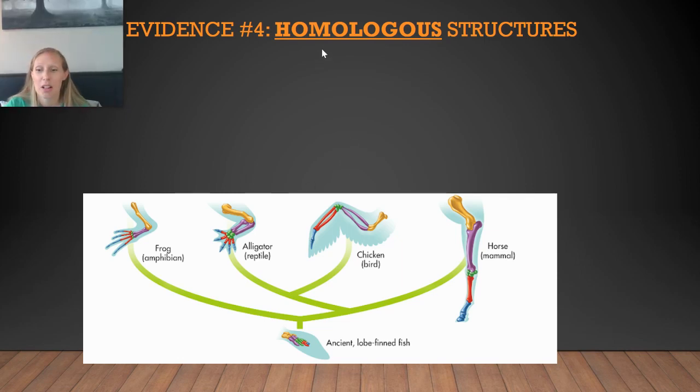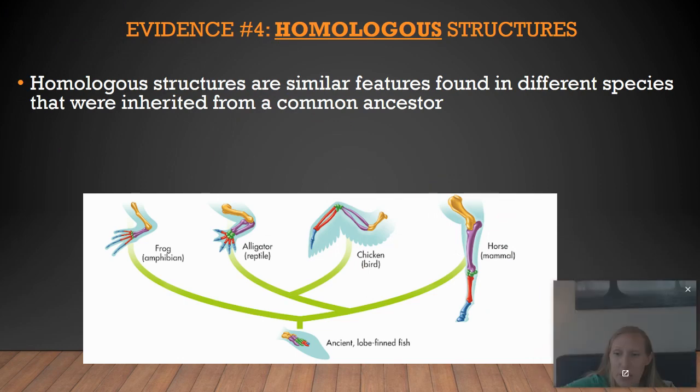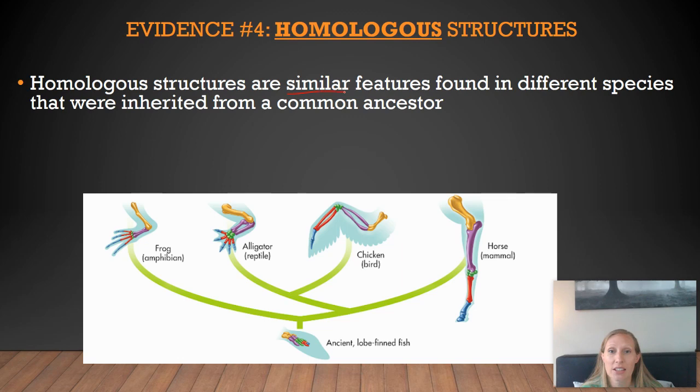So here we're going to look at homologous structures. And what does that mean? If you remember from genetics, the prefix homo means the same. So in this situation, we're talking about structures that have similar features. The structure is very similar, but the species that it's found in is going to be different. That tells us that we all inherited this same feature, homologous structure, from a common ancestor.